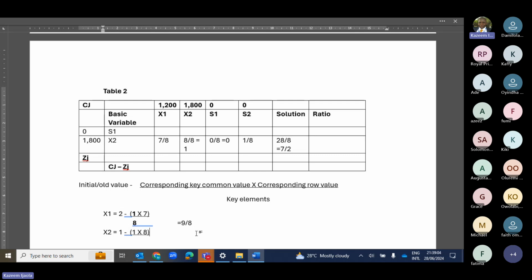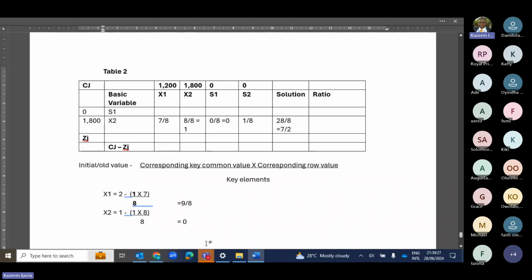Divide it by 8. If you want to be fast in the exam, once you get it from the first one, just keep repeating it. So if you solve this one now, what do you get? I think you will get 0. Is it 0 now? Okay, it's 0. 8 divided by 8 is 1. 1 times 1 is 1. 1 minus 1 is 0. So we have S1 as 0 now.